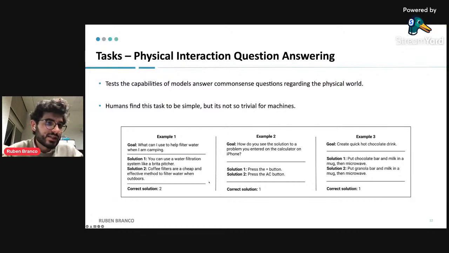For example, here, example 1, what can I use to help filter water when I'm camping? You can use a water filtration system like a Brita pitcher, or you can use coffee filters. I mean, we're going camping, so we want to be light. We don't want to bring a Brita pitcher. So this seems like the most sensible solution, right?